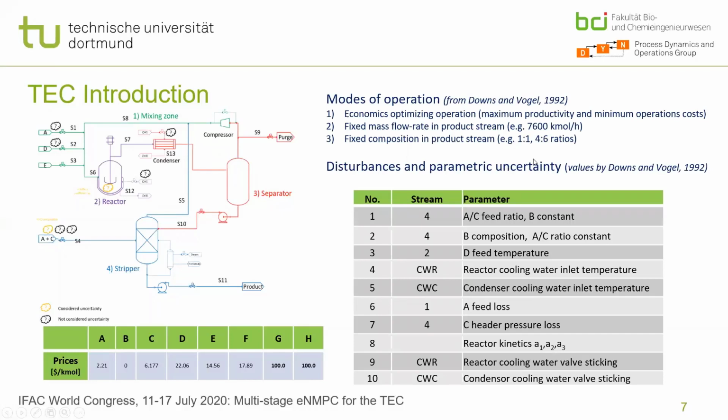The modes of operation are taken from the ones proposed in the original paper. We're mainly interested in comparing the purely economics optimizing operation with different tracking operation modes. For example, the fixed flow rate in the product stream 11 or a fixed composition, a different ratio between the products G and H. Some of the disturbances that are mentioned in the original paper are also listed in this table, and you will see that not all of them have a considerable impact on the profitability of the plant.